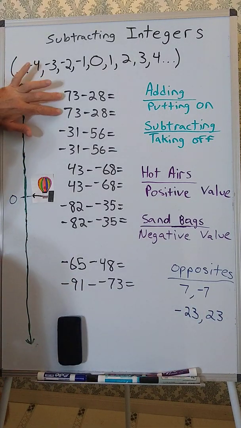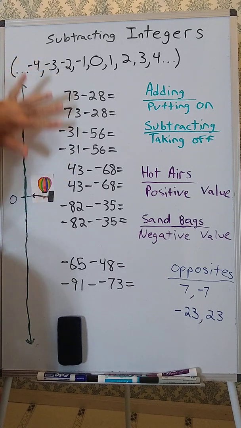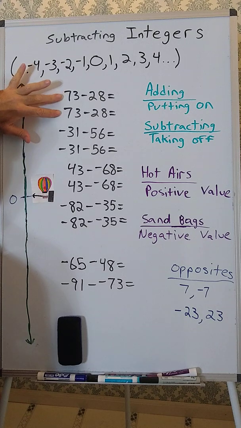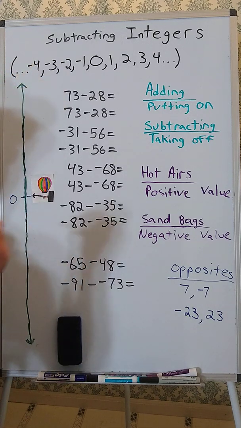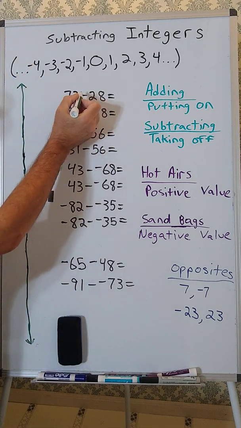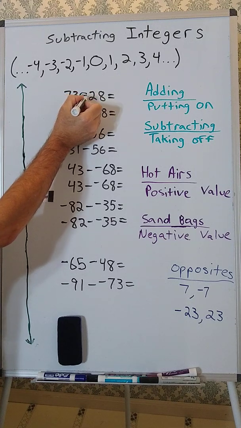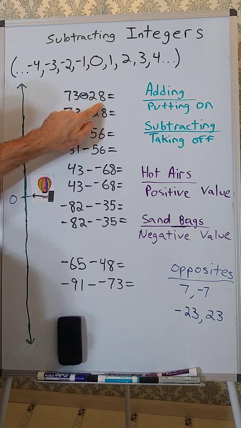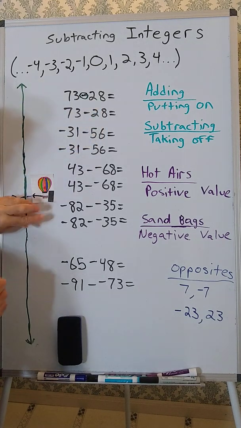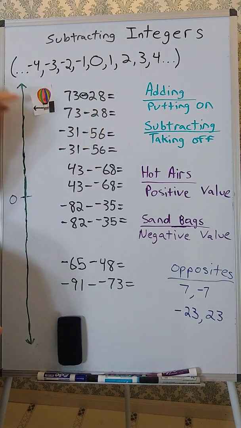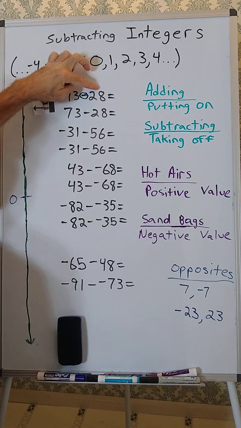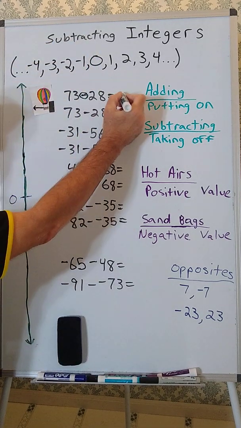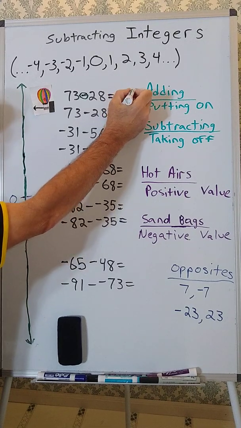So I've written each example twice up here to see how adding and subtracting are related. Okay, so the first one, 73 minus 28, that's the operation taking off 28 hot airs. So the balloon's going to be at 73. If you take off 28 hot airs, it's going to go down 28, and it's going to end up at 45.